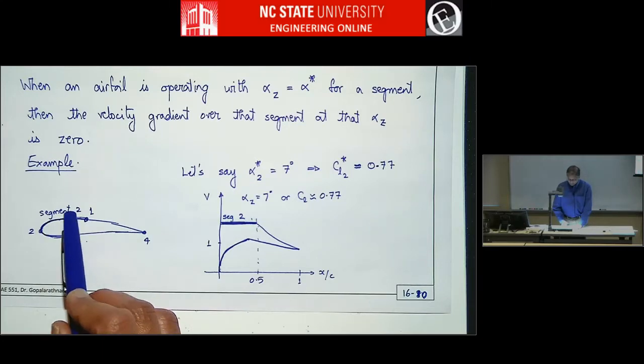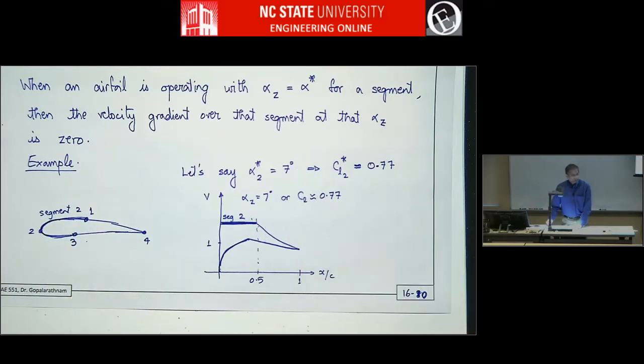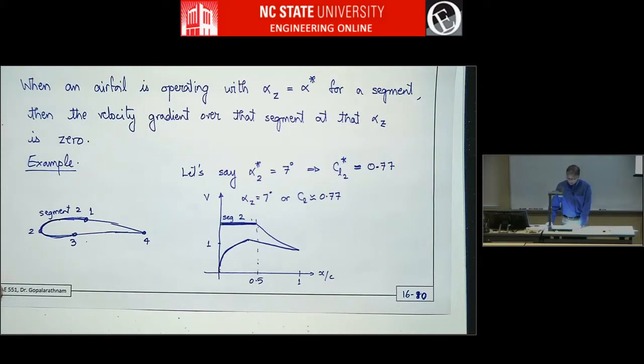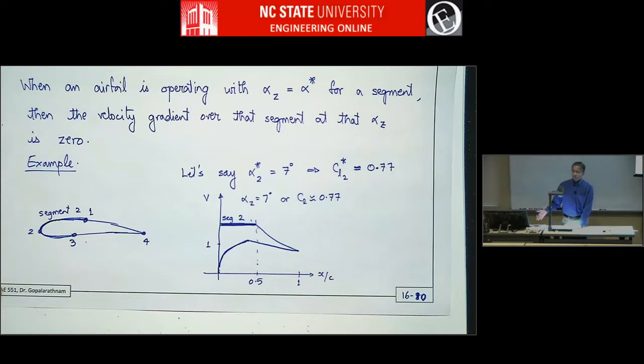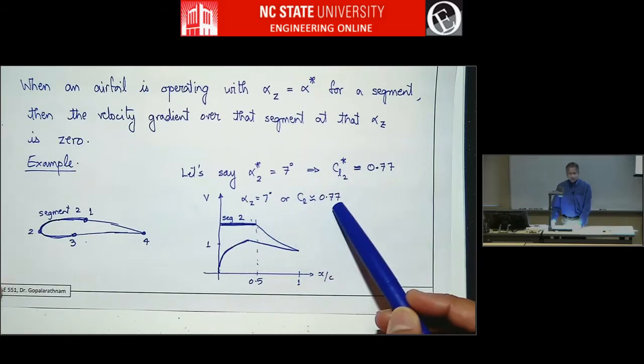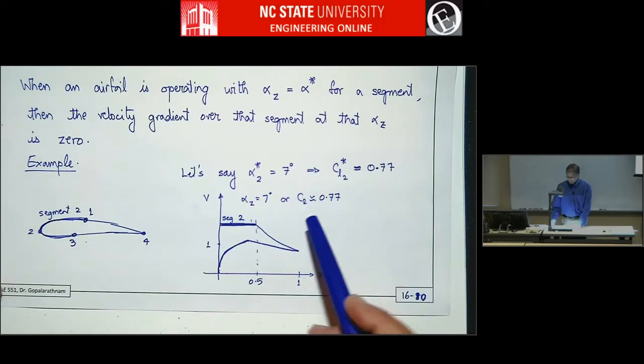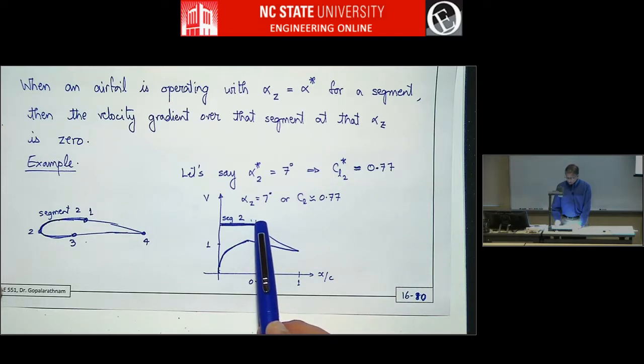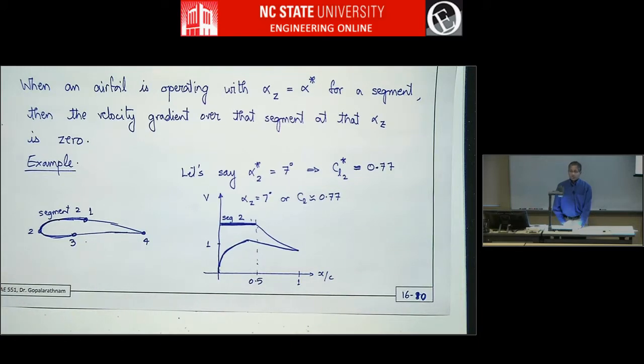If this segment has an alpha star of 7 degrees, that means when you analyze this airfoil, in Profoil itself or in Xfoil, at an absolute angle of attack of 7 degrees, which will give approximately CL of 0.77, then the velocity distribution over this segment will be flat. It will have a zero gradient.